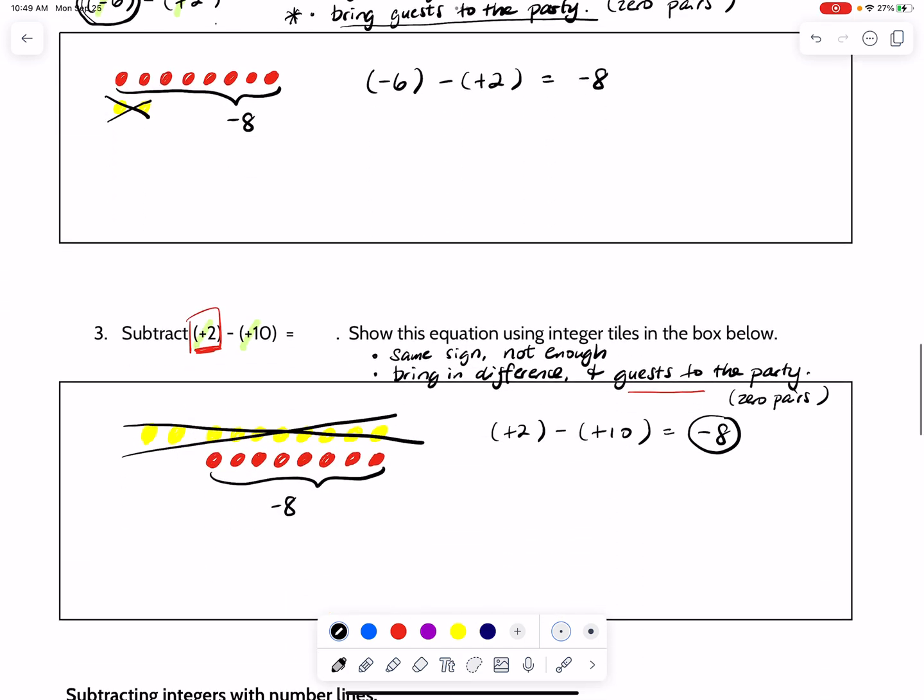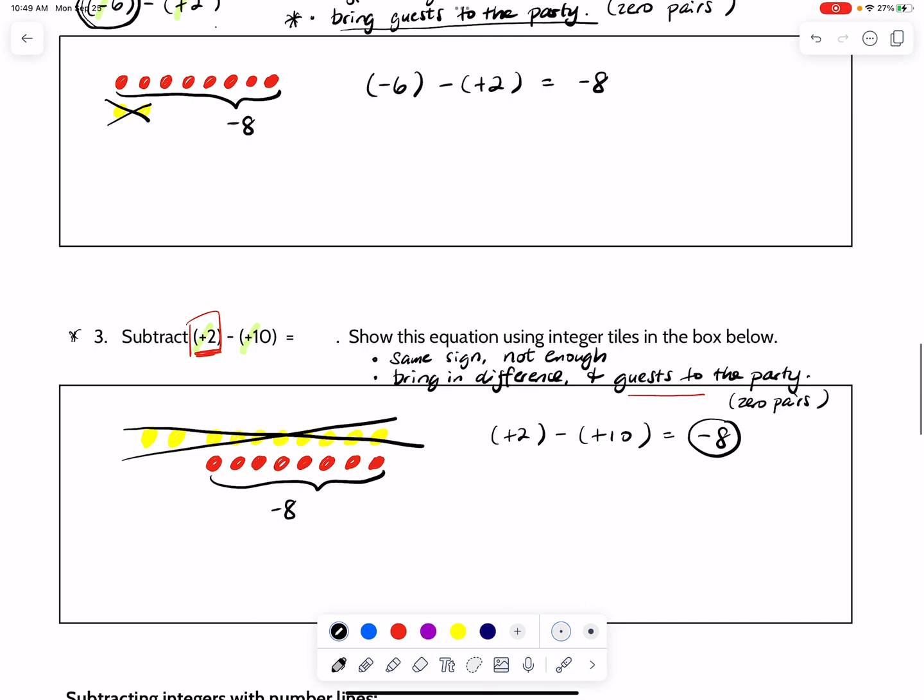Finally, with number 3, okay, you have 2 of the same sign, but you don't have enough to subtract. So you're going to bring in the difference, and then you're still going to bring in your guests to the party. You're going to bring in your 0 pairs again, because you want to make sure you start off with that first integer you're subtracting from.